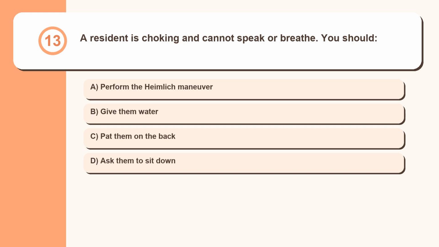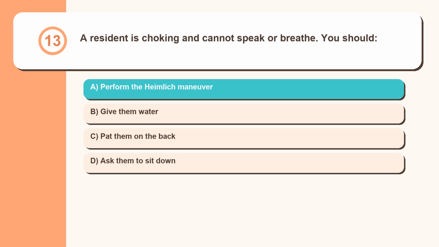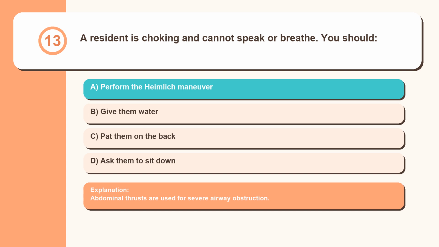Question 13. A resident is choking and cannot speak or breathe. You should perform the Heimlich maneuver, give them water, pat them on the back, ask them to sit down. Abdominal thrusts are used for severe airway obstruction.